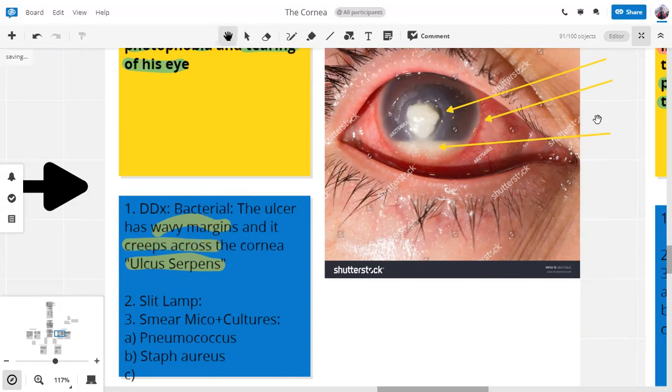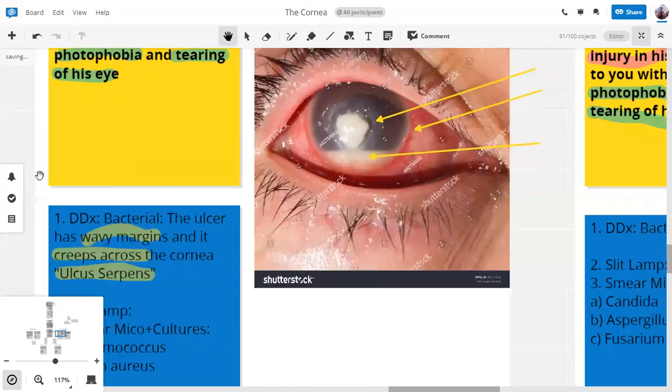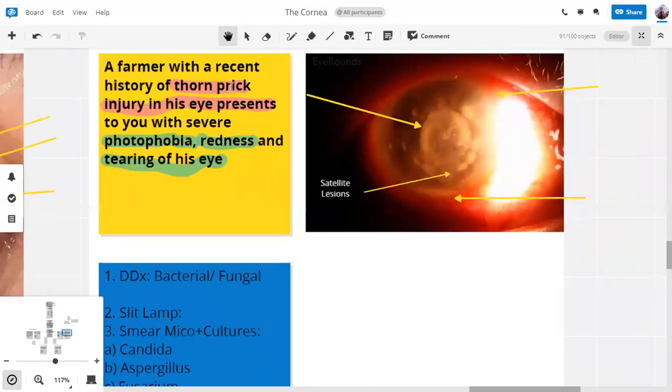All right. दूसरे केस पे साइड बाय साइड चलते हैं. In our farmer who presented with a thorn prick injury, he has developed a lusterless ulcer, a central corneal ulcer on an opacity, whitish in color. Margins are somewhat distinct over here. All right. The peculiar feature is that there is a presence of satellite lesions.